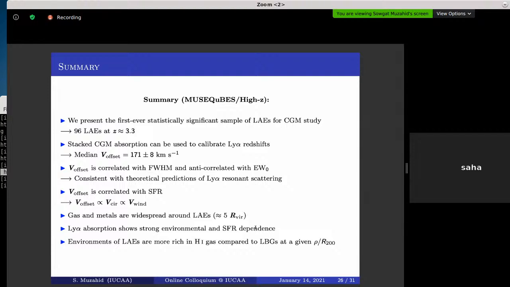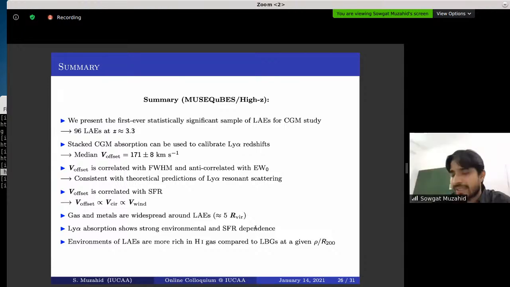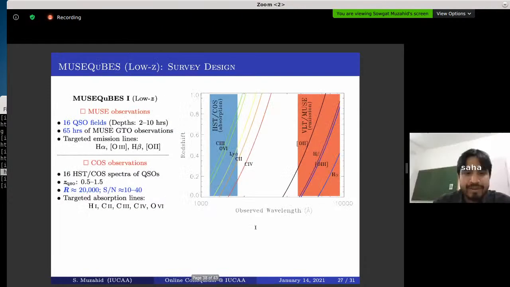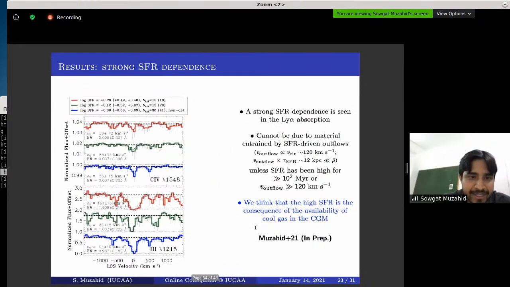Sowgat, I wanted to know, now that you have MUSE and these CGM studies are growing very much, is there scope for doing kinematics in the CGM? Yes. I presume that what you mean by kinematics is the line of sight kinematics that we see along the line of sight. Is that what you...? Yes, yeah, that's what I mean.